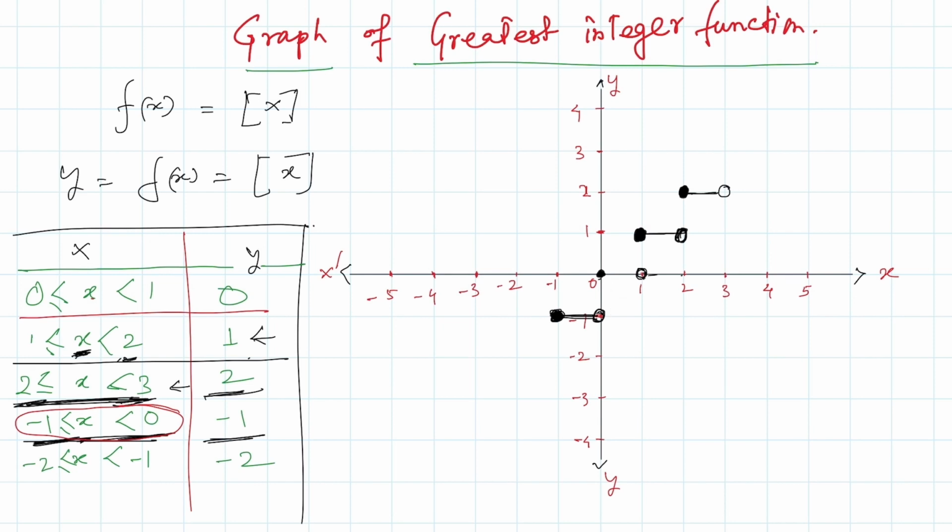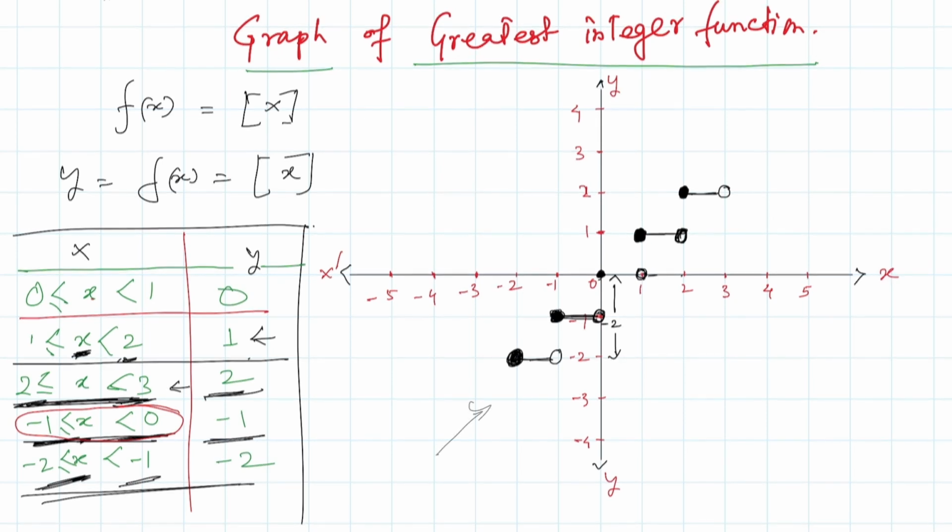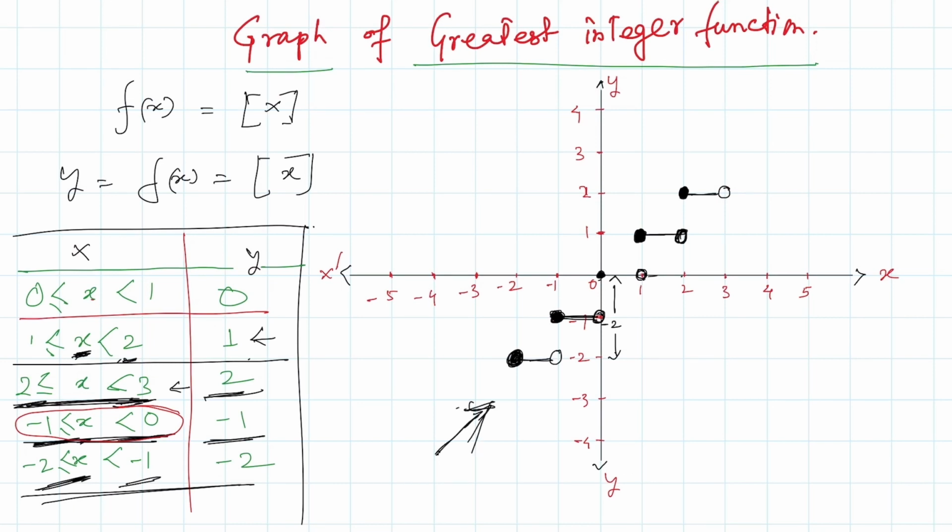So now similarly the next interval can be drawn: x is greater than or equal to -2 and less than -1. Here -1 is not included, -2 is included, so make it dark. And for this interval the value of y is -2. This is the graph for the floor function, or step function, or you can say greatest integer function. So that's how you have to draw this graph.